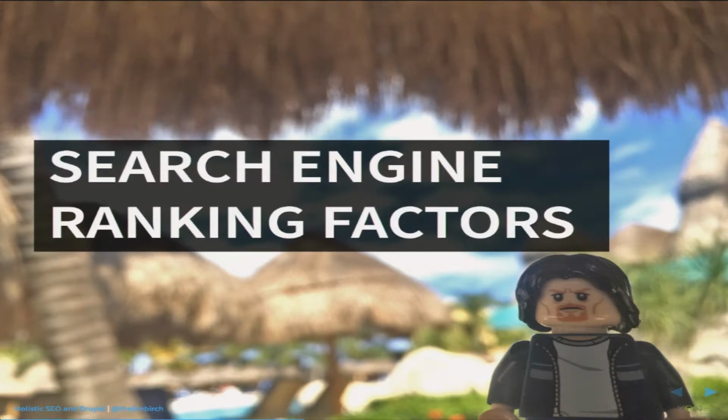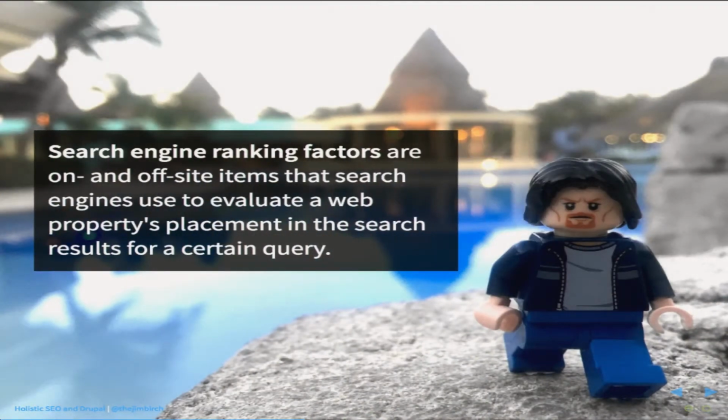So that brings us to search engine ranking factors. Now that we have the big picture about what's happening on Google, let's get into the search engine ranking factors. These are on and off-site items that Google uses to evaluate our web page's placement in their results for a certain query.